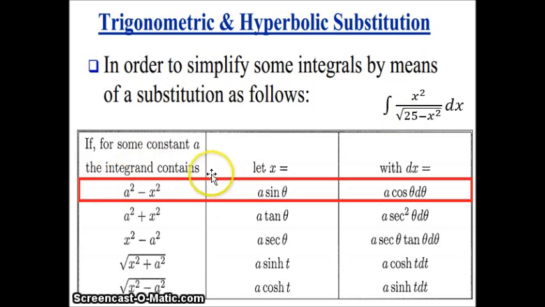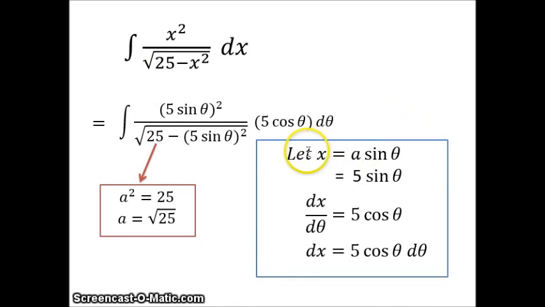And as you can see, I have already highlighted this part with red, and it actually shows you that 25 here is your a squared minus your x squared. Yes, here. So we'll just let x equal to a sine theta. So now that you let your x equal to a sine theta, and your a squared is 25, you can find your a, which is square root of 25, which is equal to 5. So now you get x equal to 5 sine theta, and when you differentiate x in terms of theta, you get 5 cos theta.